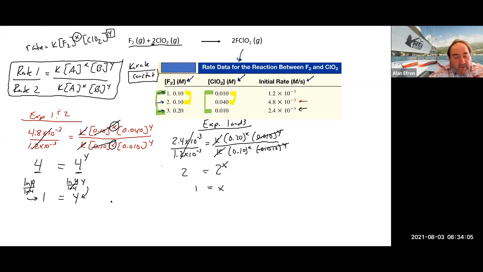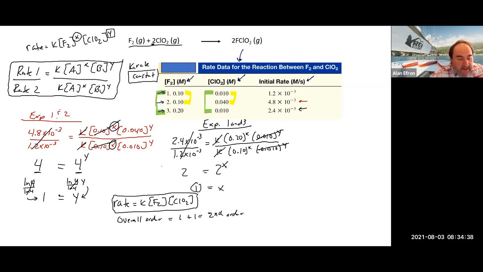That means that we can now write our completed rate law, which is the rate is equal to K times F2 to the first power times ClO2 also to the first power. And that would be our completed rate law with the orders. Again, you don't need to put the ones there, like in most things in chemistry. It would also tell us that the overall order of this reaction is 1 plus 1, second order. And that is found by taking each of the individual orders and adding them together. Any questions on that?